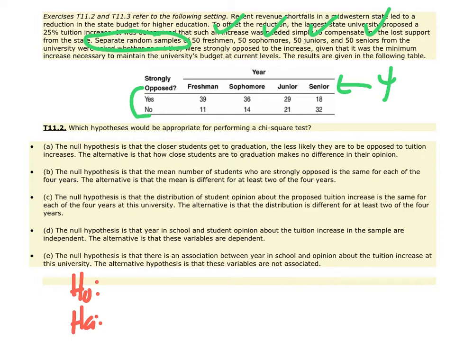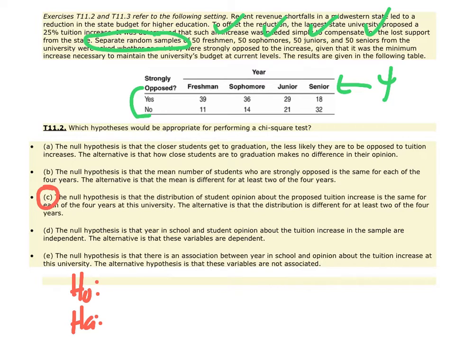The hypothesis that's stated here that best meets this requirement is going to be letter C, which says the null hypothesis is the distribution of student opinion about proposed tuition is the same. That's our null. The alternative is the distribution is different for at least 2 of the 4 years.